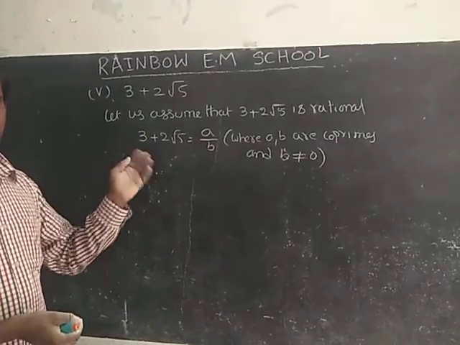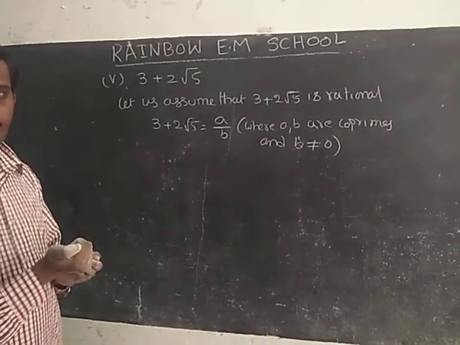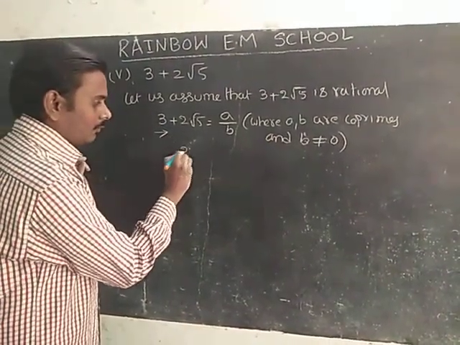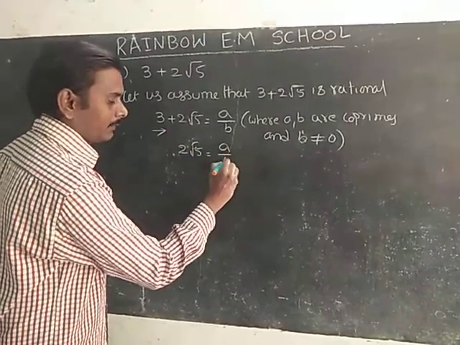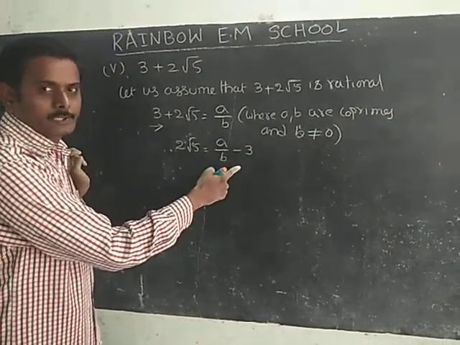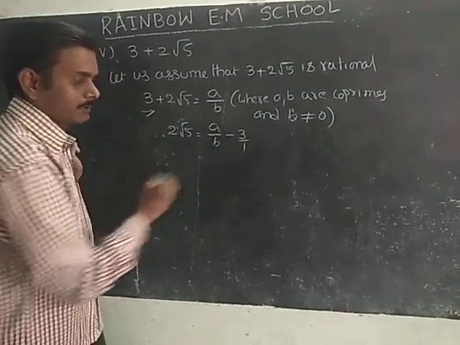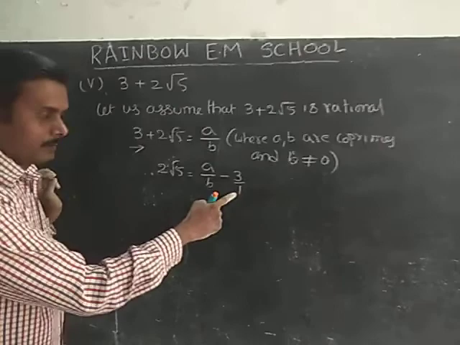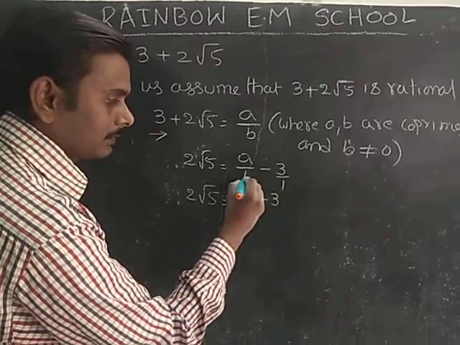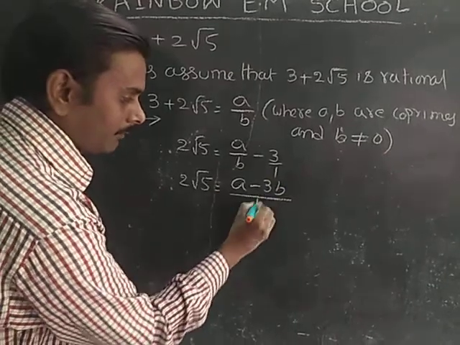Now it is very simple for us compared to the previous sum. No need for squaring on both sides. Just move the terms. First we have to take 3 towards the RHS. 2 root 5 equals a by b minus 3; plus 3 becomes minus 3. Now take LCM for the subtraction. Now the LCM is b. We have to cross multiply these two. Here the denominator is 1; no number is there, so that is taken as 1. Now cross multiply these two: 2 root 5 equals a minus 3b, a into 1 is a, 3 into b is 3b, by 1 into b.